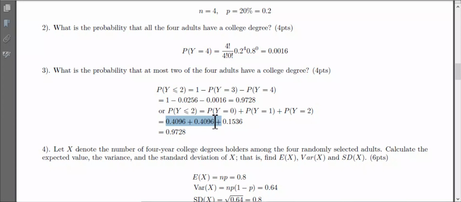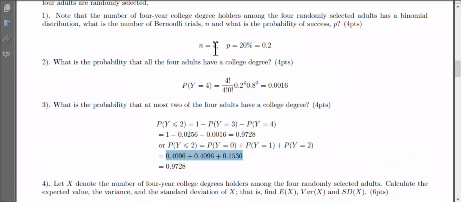Okay, we just figure out the 3 probabilities and then add them together. Or we could just go the other way around, right? This is the complement rule. So for n equals 4, y could be 0, 1, 2, 3, 4. Here 0, 1, 2, only 3 and 4 are excluded. That's why we use 1 minus the probability of y equals 3, the probability of y equals 4. Okay. Both would end up with the same solution.